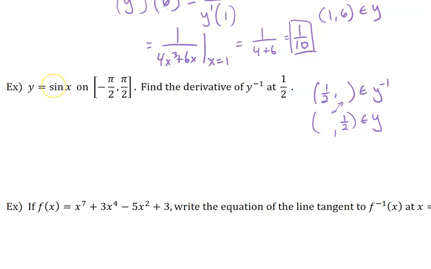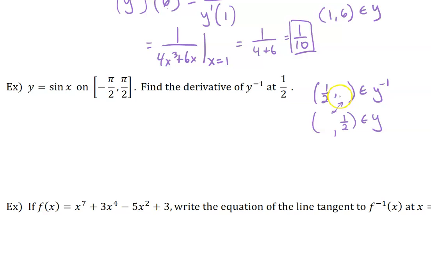Okay, now here's the thing about this function. We already know that we can write sine inverse as a function, okay? And we already know how to take the derivative of sine inverse, all right? And so we can actually use what we know about the derivative of sine inverse to check our derivative using this process. But in this case, I do want to go through this using the derivative of the inverse theorem that we are looking at today.